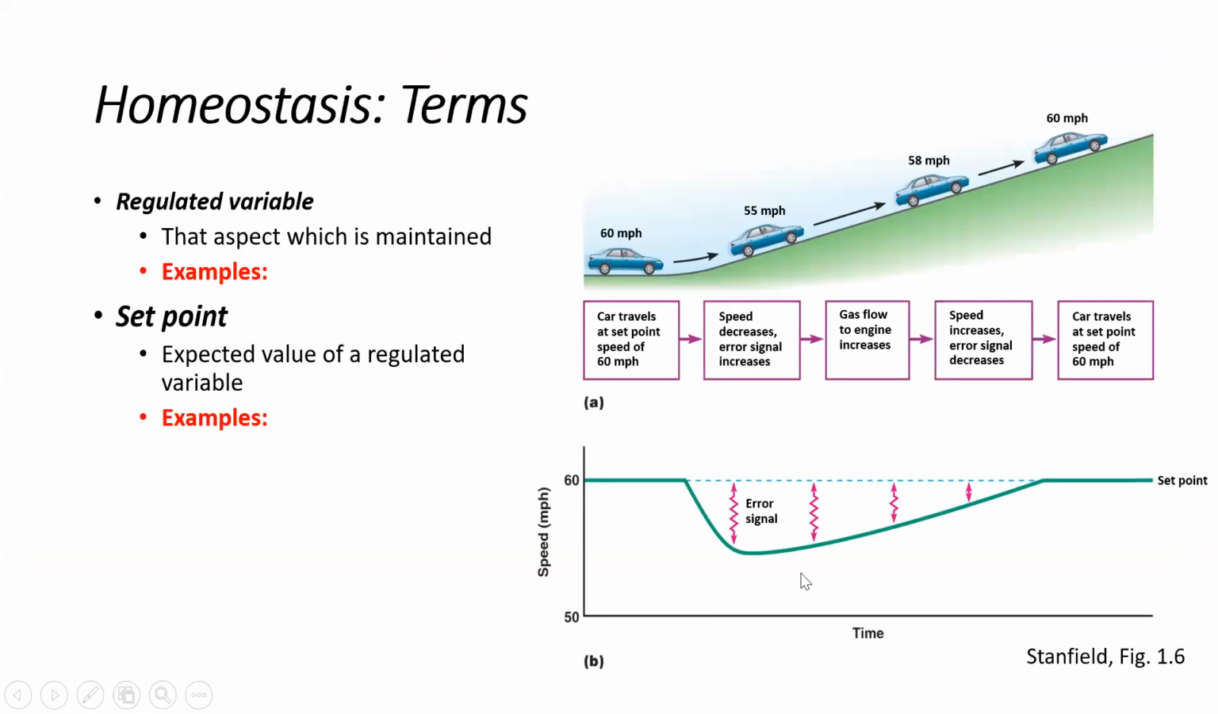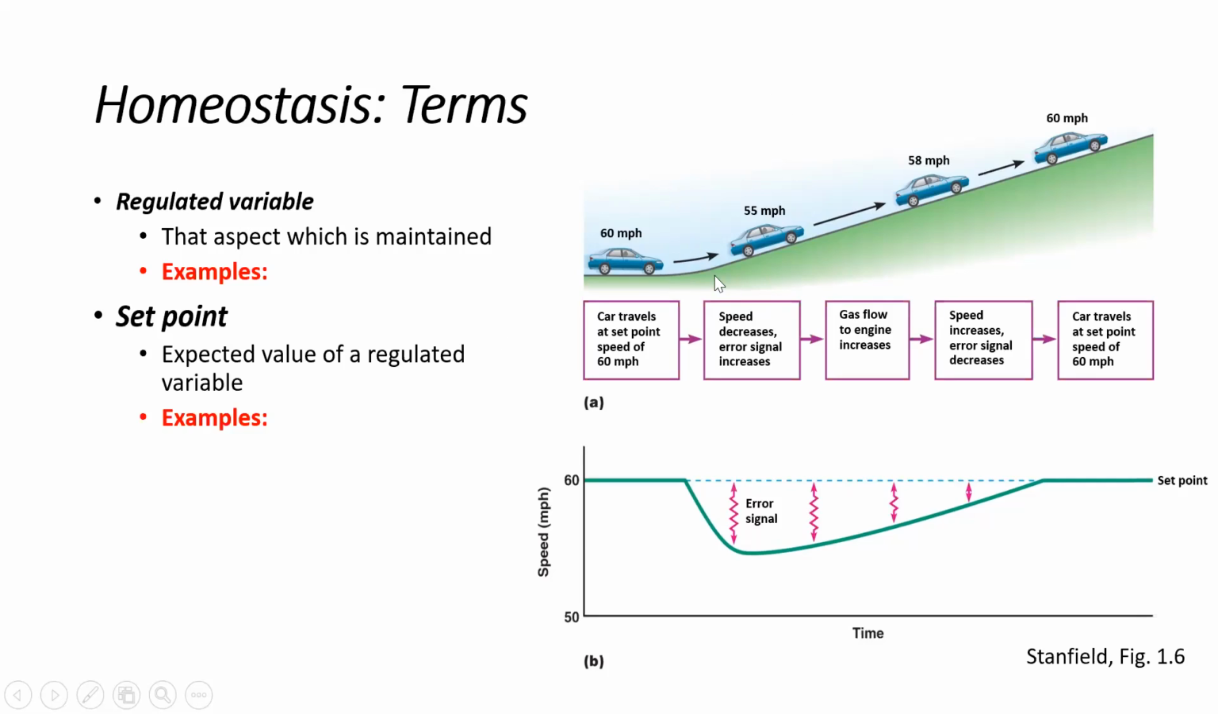Drawing here. And so this is another great, much more practical example of homeostasis. So we've got this car in the image here. We start off with our car trying to ascend this hill, going at about 60 miles per hour. As we get to the foot of the hill, we see that the car is slowing down. The speed of the car is now about 55 miles per hour.